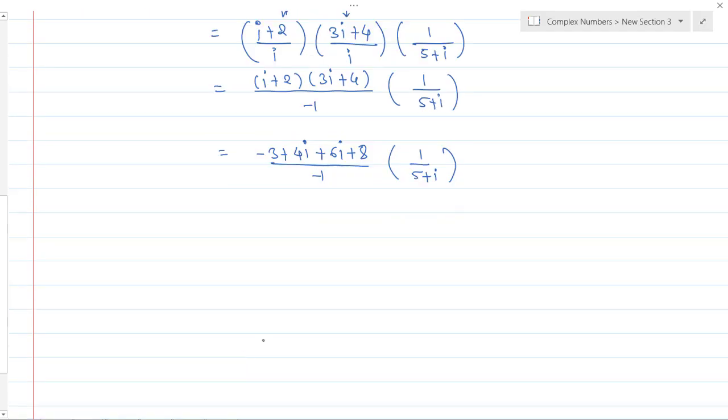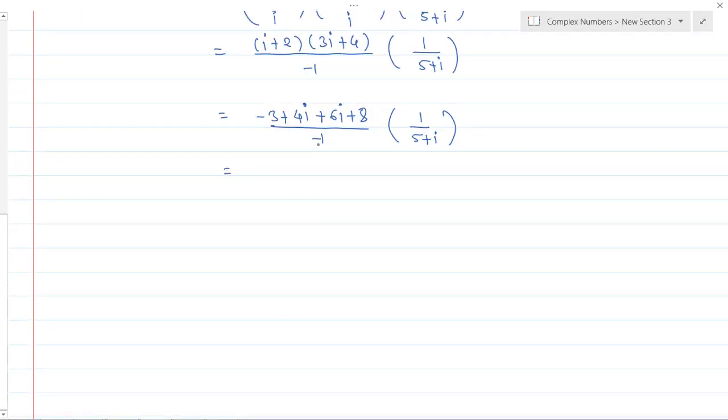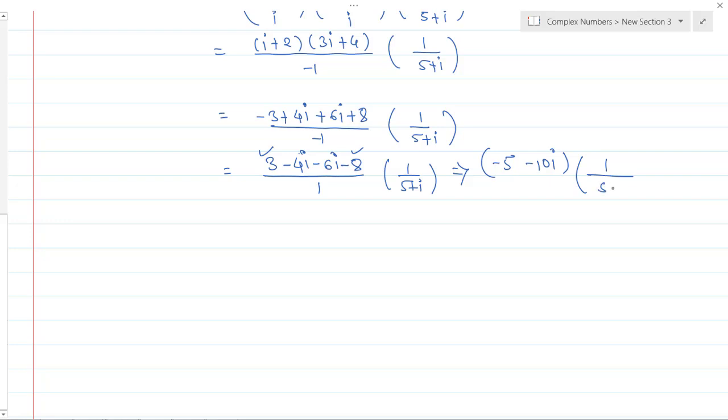This is equals to, okay, so if you multiply by a negative sign in the numerator and denominator, what you will get? I will get 3 minus 4i minus 6i minus 8 upon positive 1 now. See what I have done? I have multiplied numerator and denominator by minus 1, which is equals to, see 3 minus 8 becomes minus 5, minus 4i minus 6i becomes minus 10i. Okay, this came, into 1 upon 5 plus i.